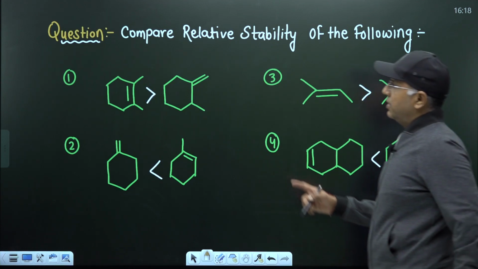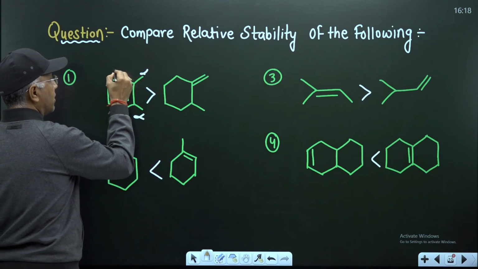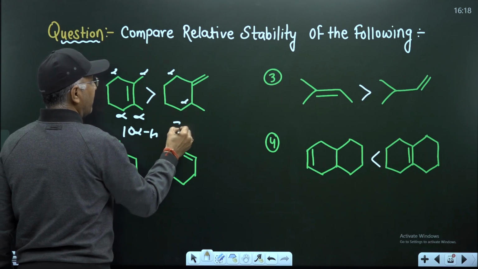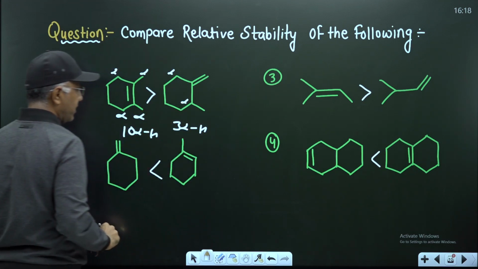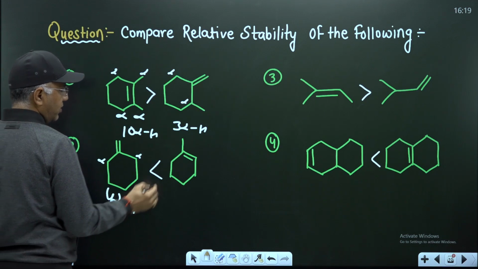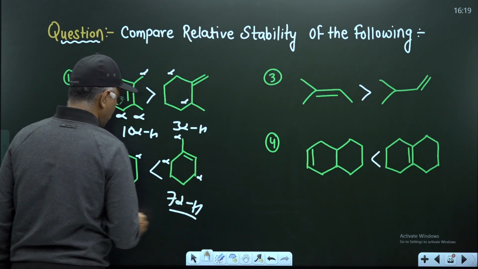Now this is the answer. In first example, these are the alpha. This means 10 alpha H and this has 3 alpha H, more stability. In second example, there are 4 alpha hydrogens. In this, there are 7 alpha hydrogens, more alpha H, more stability.